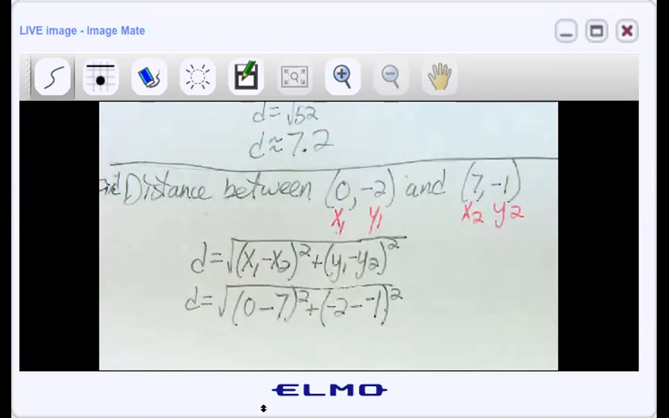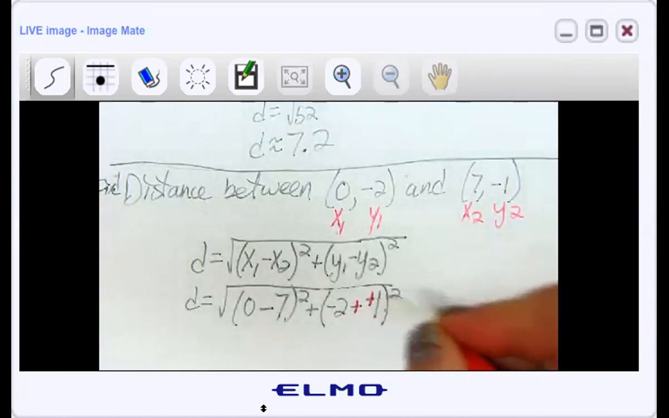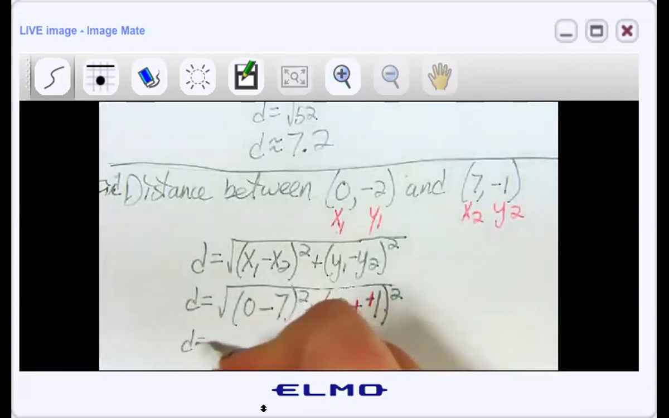Anybody? Tell me what I have to do when I have minus a negative. You make it positive. Thank you. It turns into plus the positive. Very nice. So you do have to be mindful of that all the time. If any time ever you get minus a negative, you got to change it to plus the positive. All right, now I'm ready to do the math.